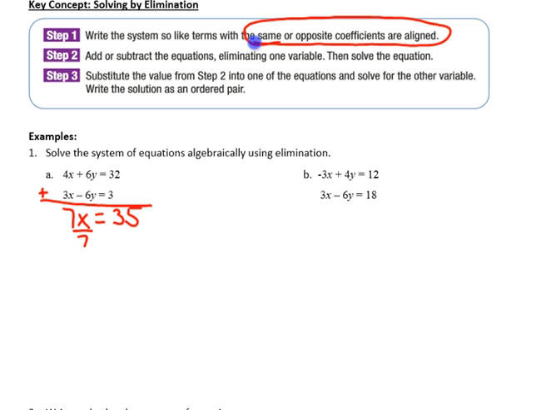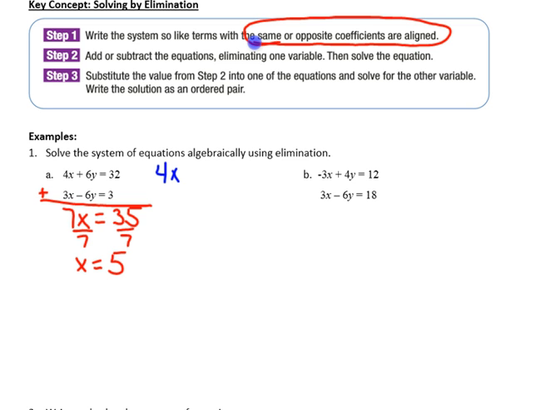To get x by itself, we're going to divide by 7 or multiply by 1/7. So I'm going to get x equals 5. Remember, when these are systems, our solution is a point on the graph, so it has to have an x value and a y value. So now I'm going to take this x value, I know x is 5, and pick one of my two equations to start with. It does not matter which one. I usually take the one that has the smaller numbers or the one that looks like it's going to be positive. But again, it doesn't matter. So I'm going to go into the first equation.